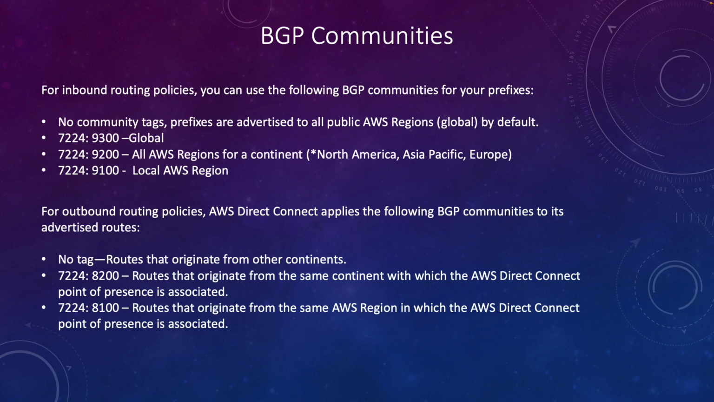Similarly, if you want to restrict it to the particular region, you can use the 7224:8100 community tag. In that case, AWS will advertise only the IP addresses which are in the particular region where your DX connection belongs. So that's how you can control to what extent your IP addresses will be advertised, and you can also control what IP addresses AWS should advertise to you.